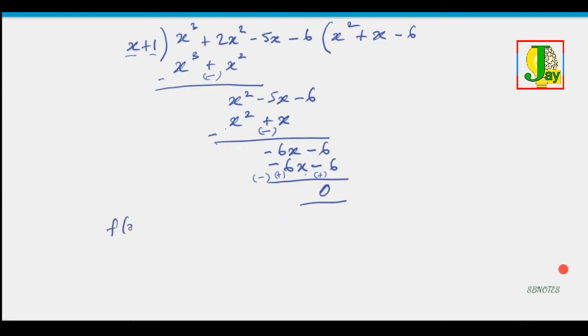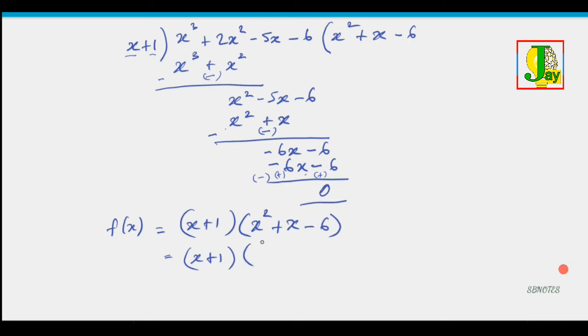f(x) equals, our first factor is x plus 1 and the second one is x square plus x minus 6. This is our q(x), so f(x) equals g(x) into q(x) plus r(x). r(x) is 0, we don't have to write it. Again, x plus 1 into, we need to factorize, because the question is to factorize the polynomial completely, so we're going to factorize this term also.